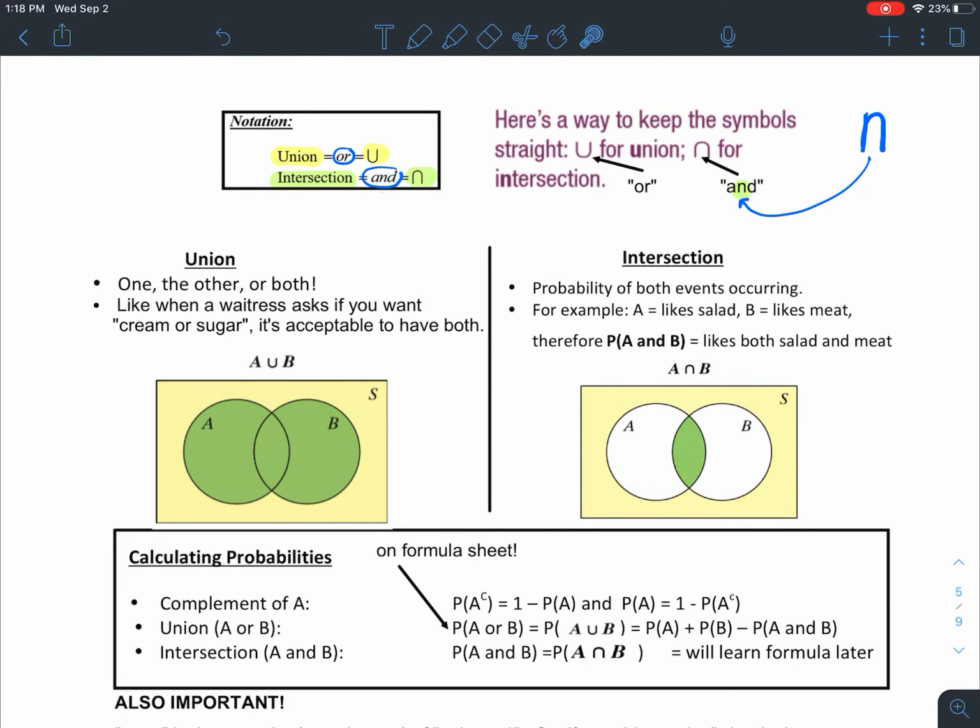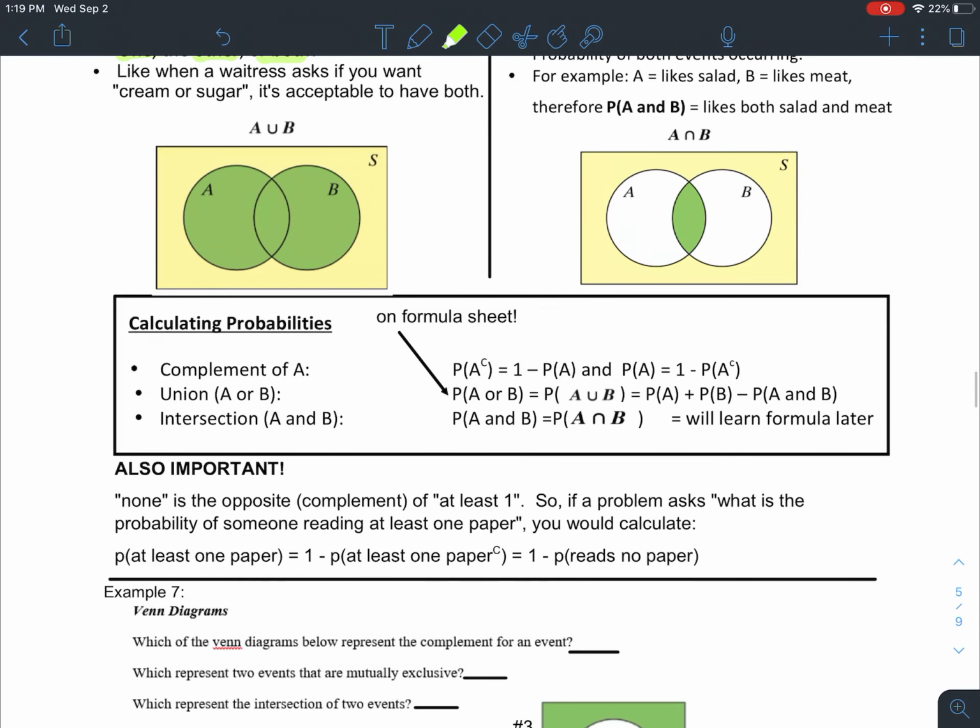Okay, so when we say or, we're talking about it could be anything in event A, or anything in event B, or it could be anything in both events A and B, like where they're overlapping. As opposed to an intersection for and, this is only talking about where they overlap. So if event A is the probability of someone liking salad, and event B is the probability that someone likes meat, the probability of A intersection B is only where those two events overlap, that someone would like both salad and meat, okay?